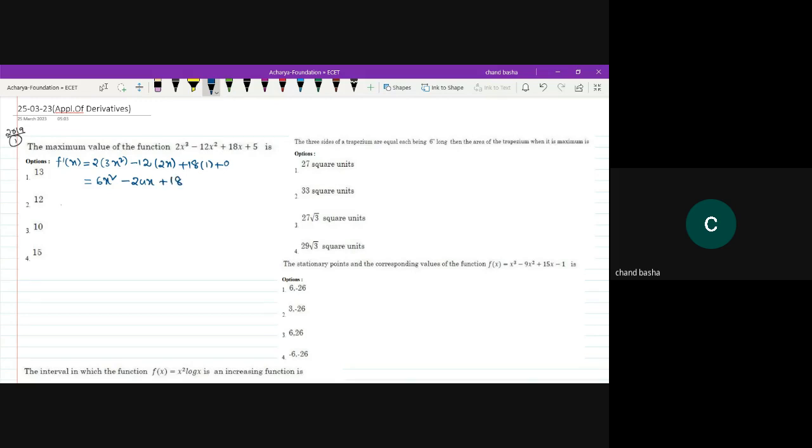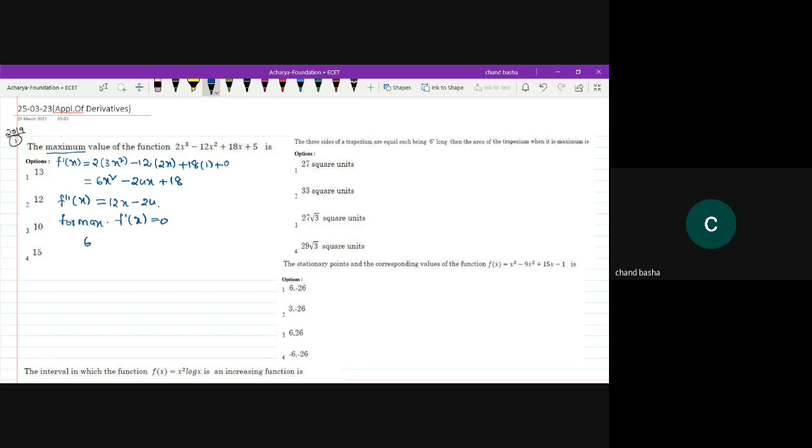Again, we'll go for f double dash of x. Directly we can go for f dash of x is equal to 0, but anyhow I'll get minus 24, the same problem. So for maximum or minimum, f dash of x is equal to 0 for the stationary point. Take f dash of x is equal to 0.